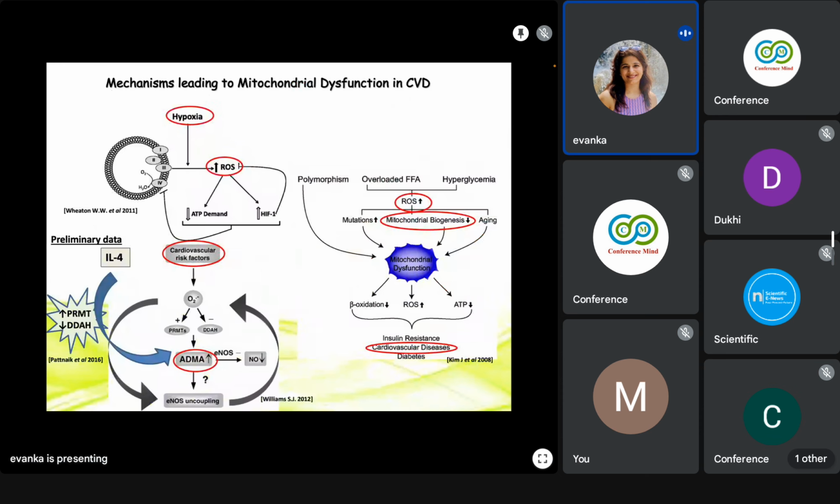These are a few mechanisms which lead to mitochondrial dysfunction in CVD, where I can talk about the role of ROS, which leads to decreased mitochondrial biogenesis, thereby leading to mitochondrial dysfunction.